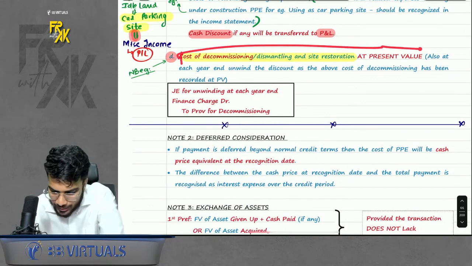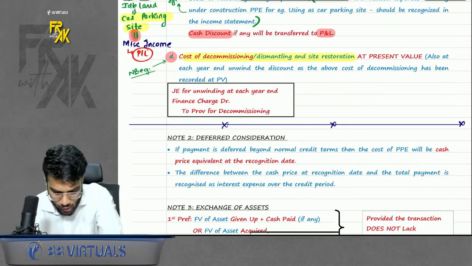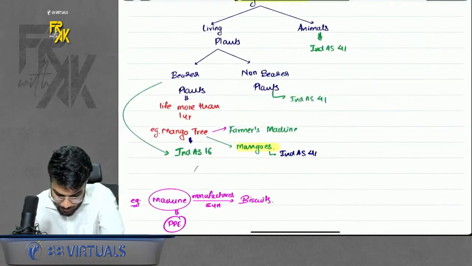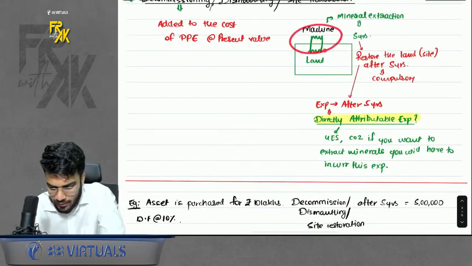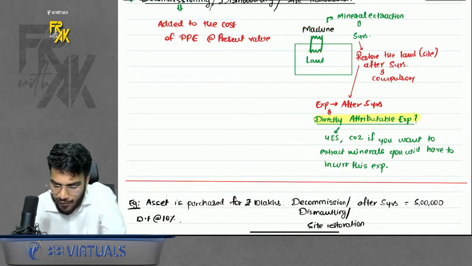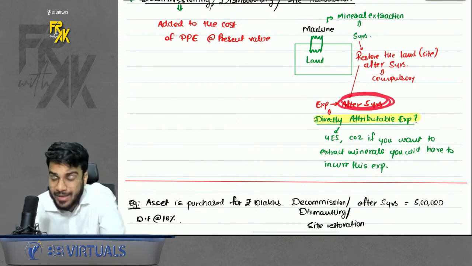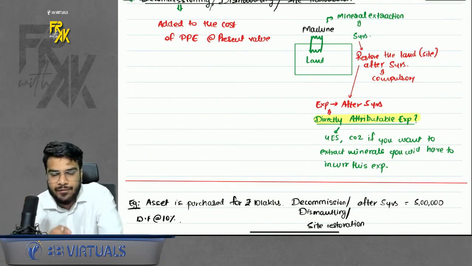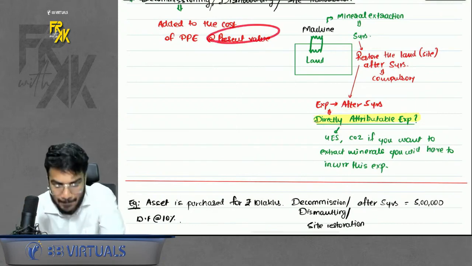Apart from that, the important discussion which we did yesterday was the cost of decommissioning, dismantling and site restoration. If you have decided to dismantle or restore the site, in case you remember, we had taken one example. Let me show you that example. See, in this example we installed a machine, and after 5 years we had to restore the land. So this expense is restoration cost. Now this is a directly attributable expense, but the issue here is this expense is to be incurred after a period of 5 years. So will it form part of the cost? The answer is yes, because it is a directly attributable expense, but at what value? At present value.